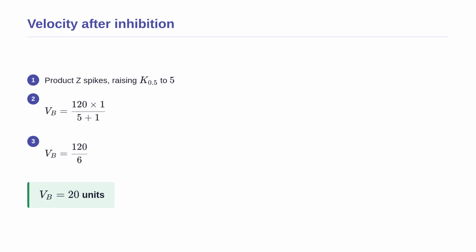Now, suppose the final product Z suddenly spikes. It binds to enzyme A, making it harder for the substrate to bind. This raises the K0.5 value to 5. We substitute this new value into the equation. The numerator remains 120, but the denominator is now 5 plus 1, which is 6. Dividing 120 by 6 gives a reduced velocity of 20 units. The velocity dropped drastically from 60 to 20, perfectly demonstrating how the cell hits the brakes when it has enough product.